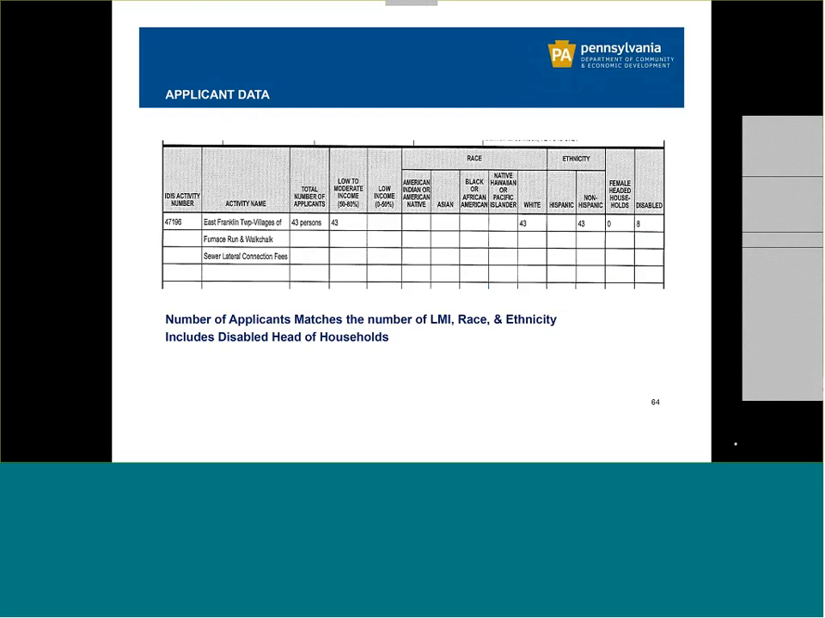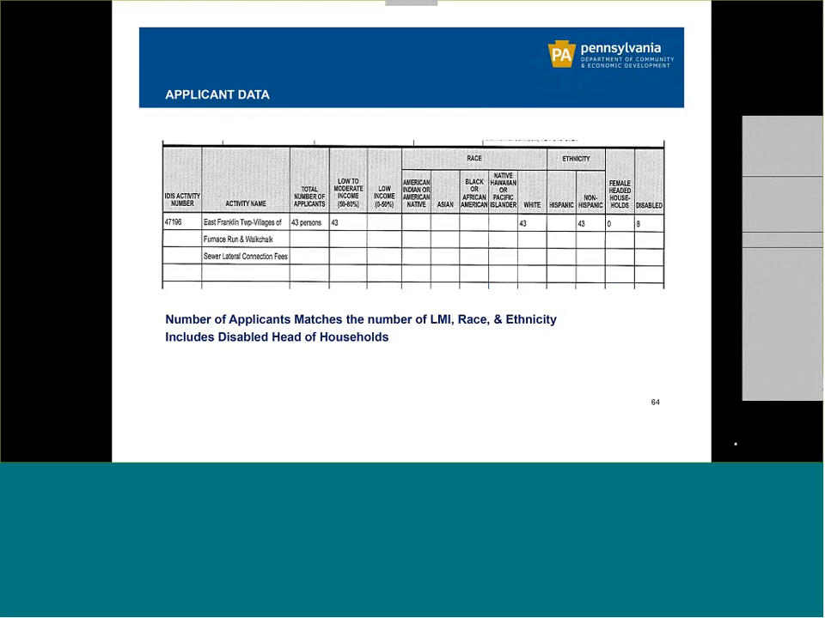They had 43 people. They were all low, moderate income. They were all white. They were all non-Hispanic. They didn't have any female head of household, and there were 8 disabled. Perfect example of what we're looking for in the applicant data.